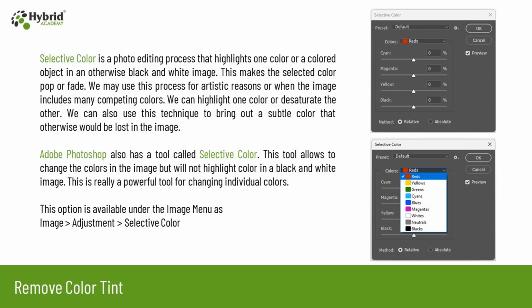On the right hand side you can see there is an option of colors, and if we open that, it shows you some basic colors, which are red, yellow, green, cyan, blues, magenta, whites, neutrals and blacks. Now after selecting this color, we can adjust different levels of cyan, magenta, yellow and black, which is the CMYK format. And once we adjust this, that particular color either gets highlighted or gets faded out. Let's see how to do this in Photoshop.